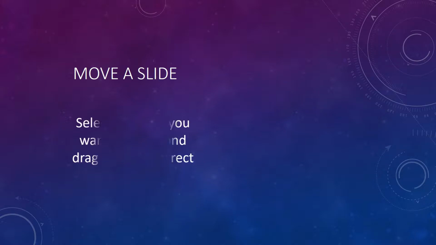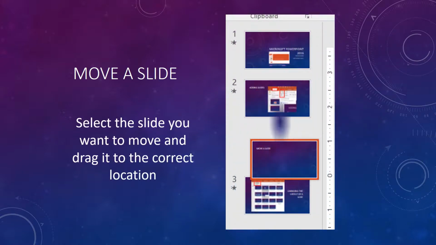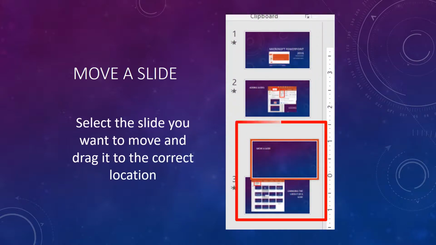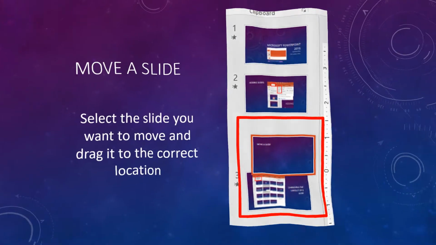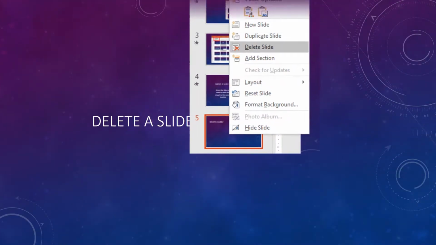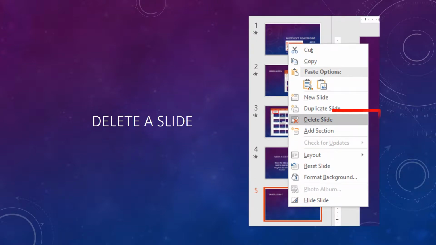Moving a slide. You want to move a slide, you want to change the order. Select the slide you want to move and drag it to the correct location. How do I delete a slide? If I right-click on the slide, I will get a drop-down menu. Simply click on Delete and the slide will be deleted.